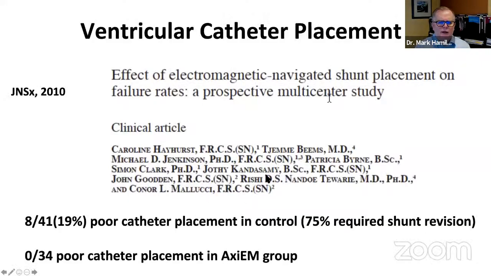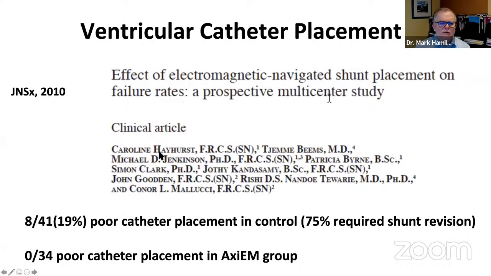So as part of this bundle, I looked at ventricular catheter placement. Well, could we do this better? I looked at ultrasound. I looked at using electromagnetic navigation, and decided on electromagnetic shunt placement because it was easily available and I could quickly adopt and use it, and I had familiarity with it.